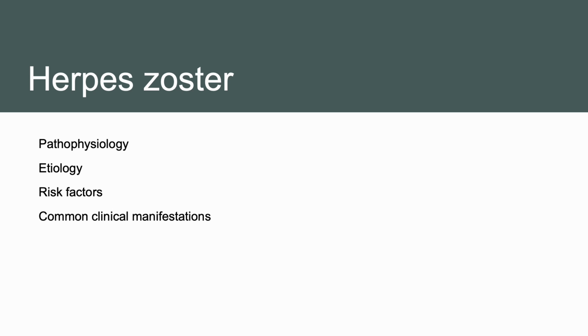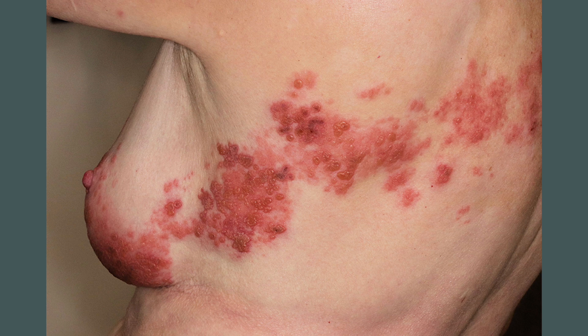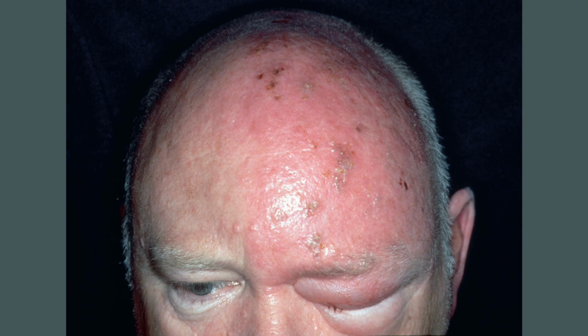Clinical manifestations: painful unilateral vesicular rash in a dermatomal distribution, prodromal pain, itching or tingling, and postherpetic neuralgia, which is persistent pain after the rash resolves. Here we see a classic example of herpes zoster following a dermatome. A dermatome is an area of skin that is mainly supplied by a single spinal or cranial nerve. This dermatome shows the trigeminal nerve being involved.